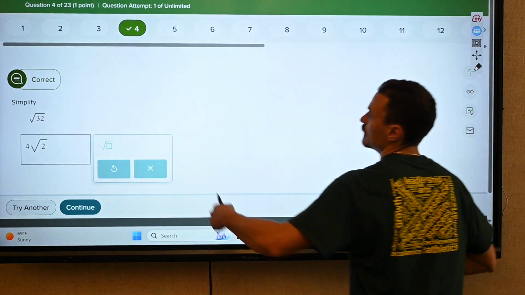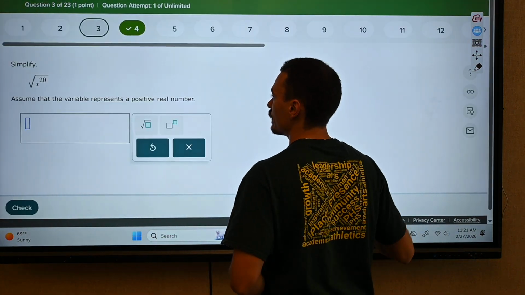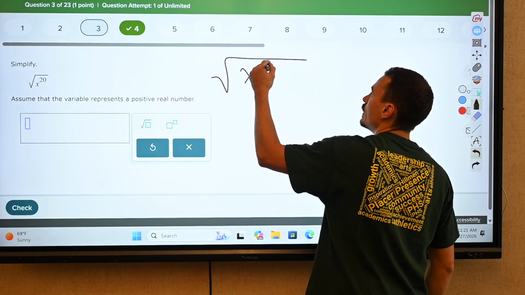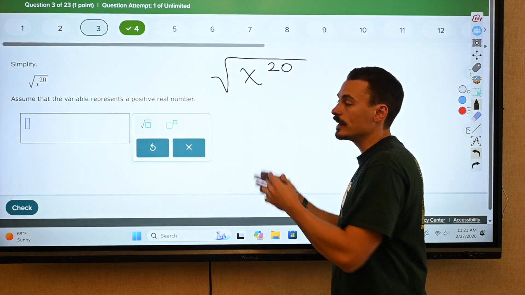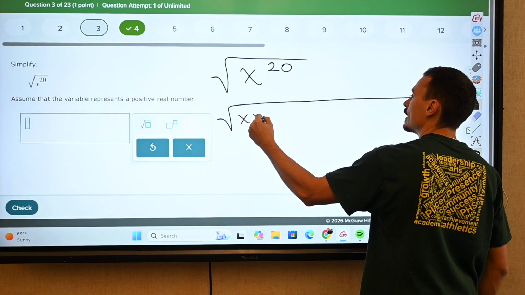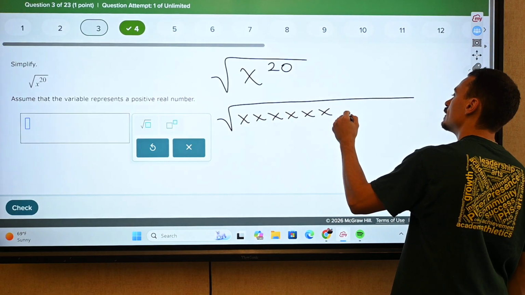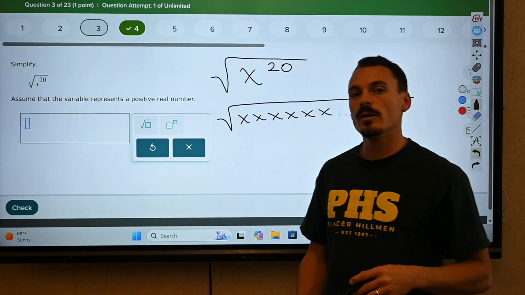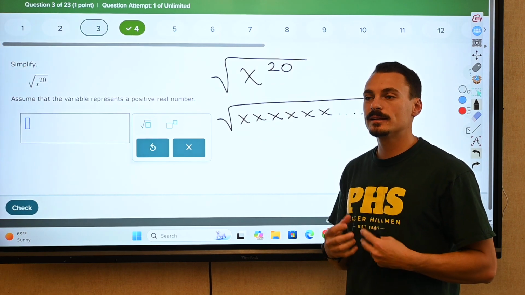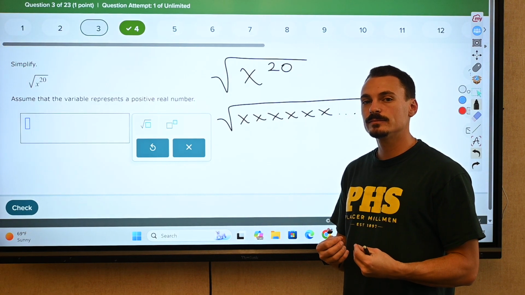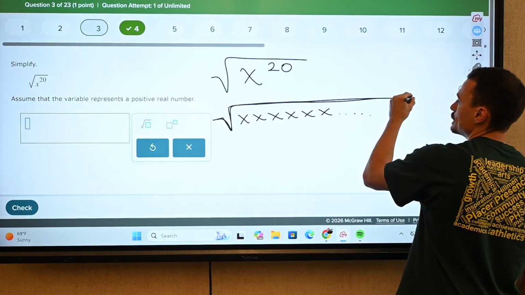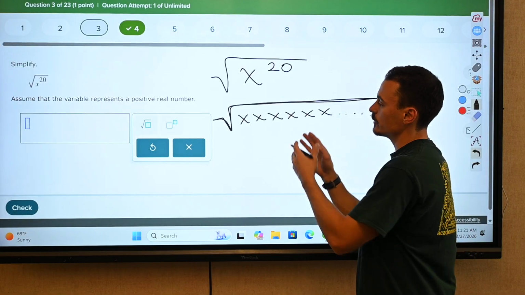So let's talk about if it was letters. So let's go back to number 3. We had x to the 20. So square root of x to the 20, if I wanted to, I could expand out 20 x's. X, x, x, x, x, x. Okay? So what I talk about with my students is if you have 20 x's on the inside, it's kind of like having socks on the inside of your drawer. So think of this as your drawer. That's your drawer. And these are your socks on the inside.